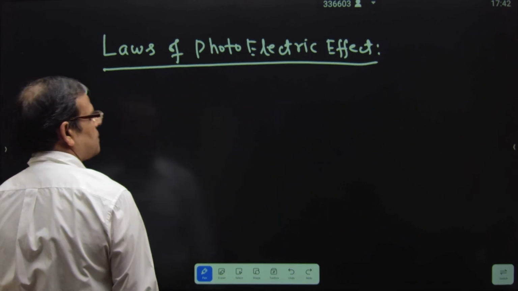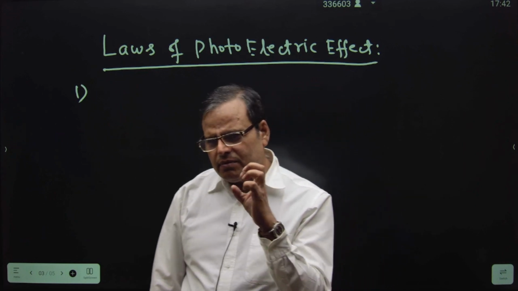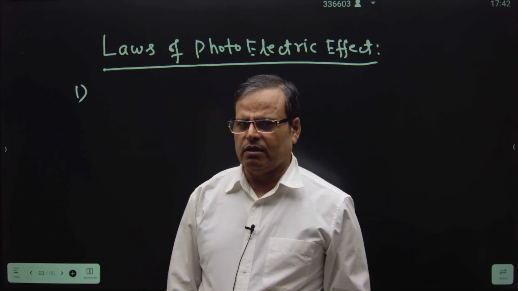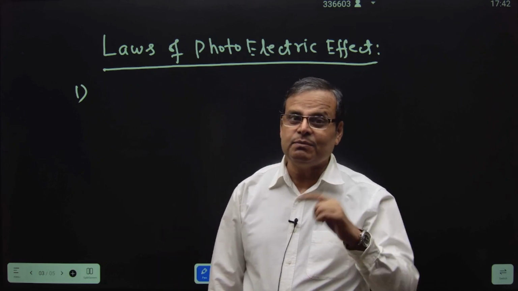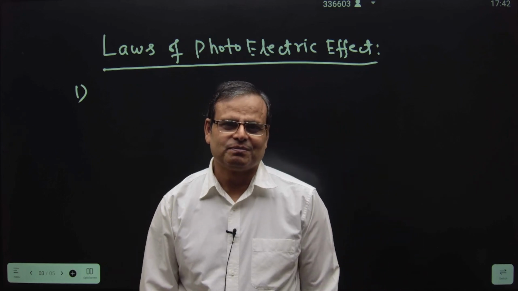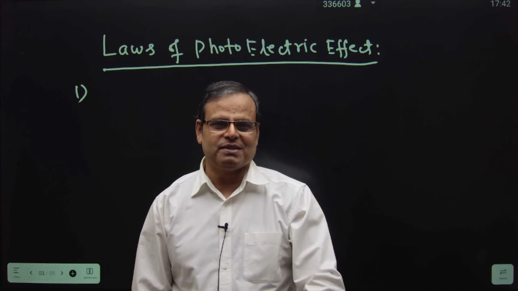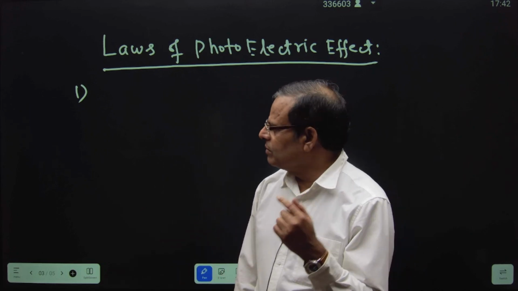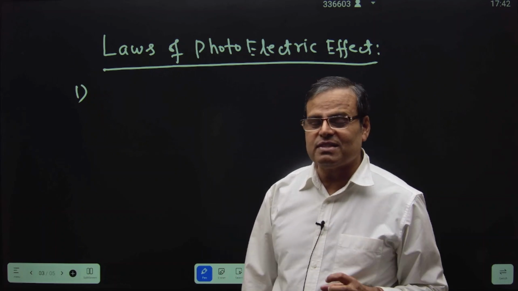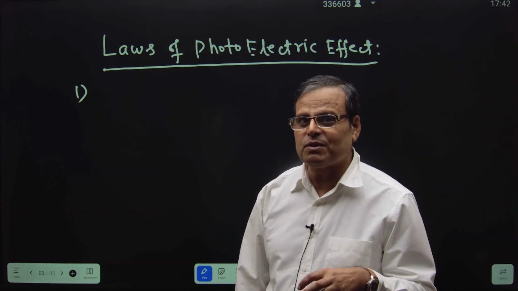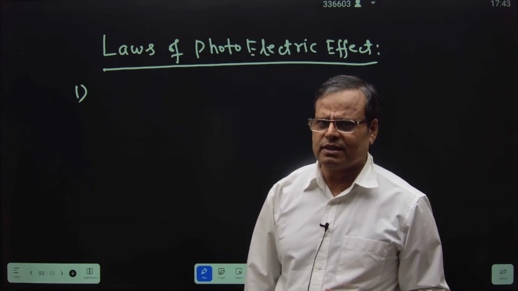there is a certain minimum frequency of incident radiation or incident light, below which the emission of electrons is not possible. And that certain frequency is known as threshold frequency. So in the laws of photoelectric effect, that certain minimum frequency of incident radiation, that is threshold frequency, due to which the emission of electron takes place.